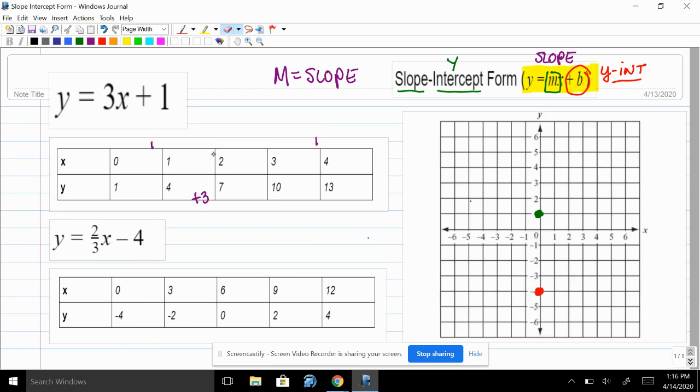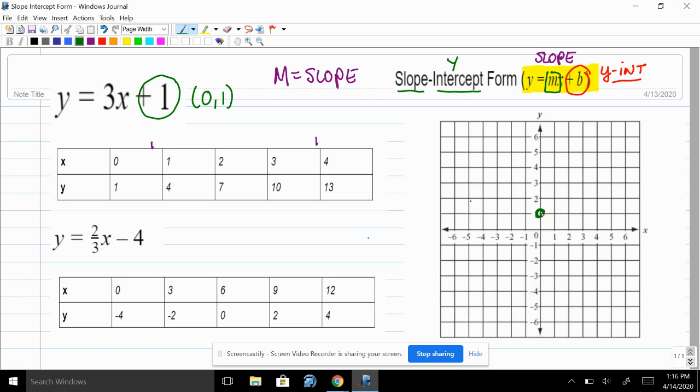If I go all the way back to the start, now that we know what slope-intercept form is and what it does, I can use that to my advantage. So in this first problem, this number right here is your y-intercept, 0, 1. Boom. This number right here is your slope, 3 over 1. Rise over run. Rise 3, run 1. Rise 3, run 1. Okay, got 3 points there. We've said all along you only need 2.